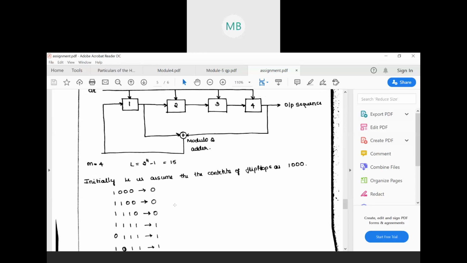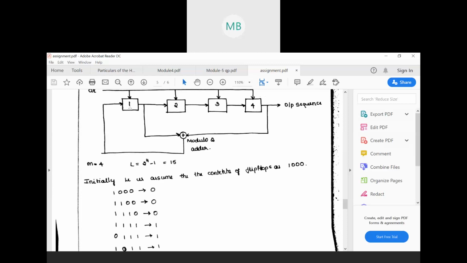Then you apply a clock signal, and the content of the shift register will be shifted 1 bit to the right. Then find what is the new content of the first flip-flop, right? Here you can see that the first bit is 1 and the fourth bit is 0. 1 plus 0, modulo 2 addition, result is 1. It is given as feedback to the first stage. Therefore, the first stage content is modified.